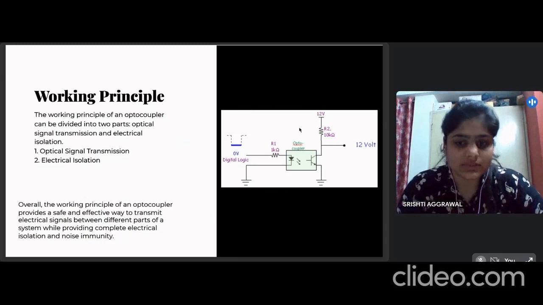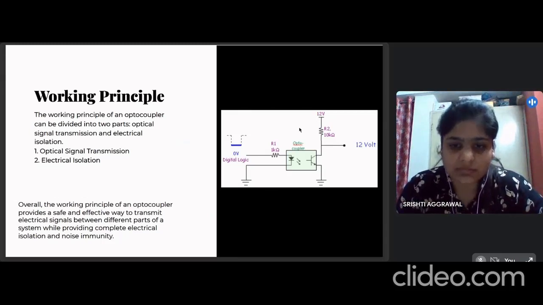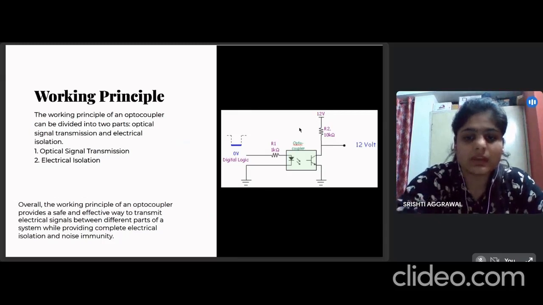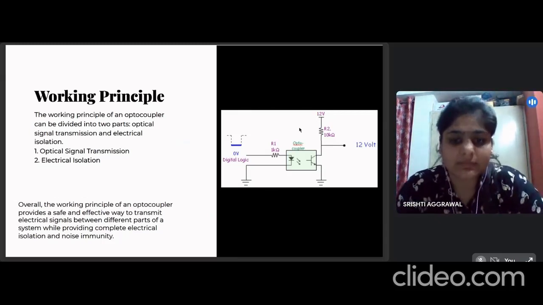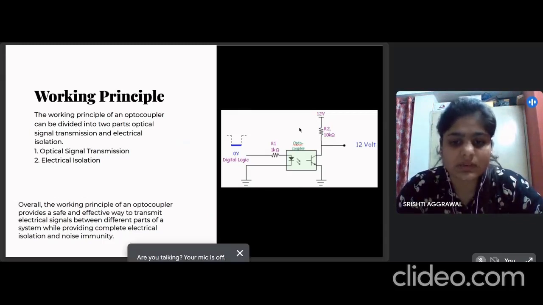Second, electrical isolation. The optically transparent barrier between the LED and a photodetector provides complete electrical isolation between input and output circuits. The input circuit and the output circuit can be at different potentials, and there is no direct electrical connection between them. The input circuit is connected to the LED through a resistor, which limits the current flowing through the LED and protects it from damage. The output circuit is connected to the photodetector, which acts as a switch to control the current flow through the output circuit.